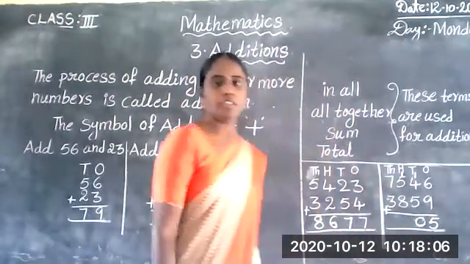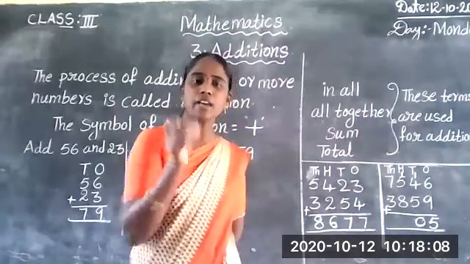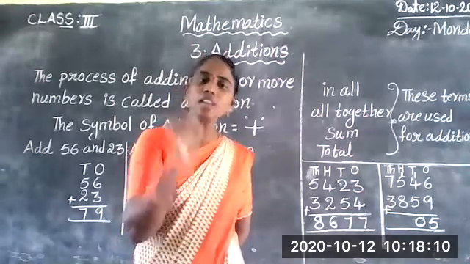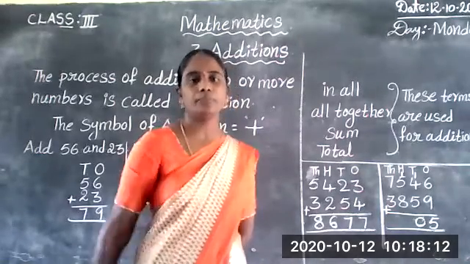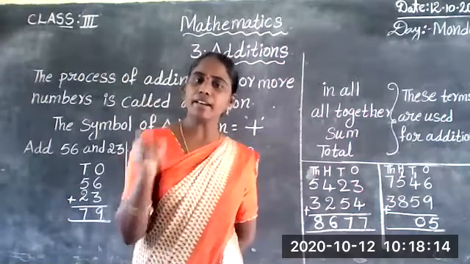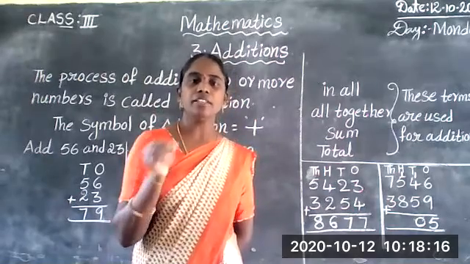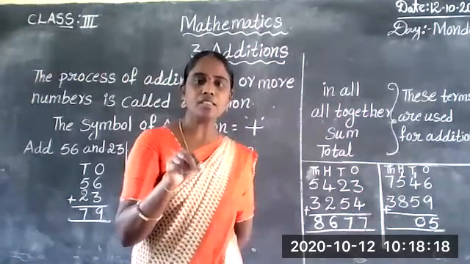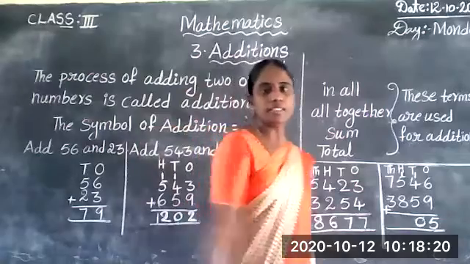Which place numbers we are adding, we have to write the answer also in that place only. Ones place numbers add and write in ones place. If there is a carrying number, we can write the carrying.